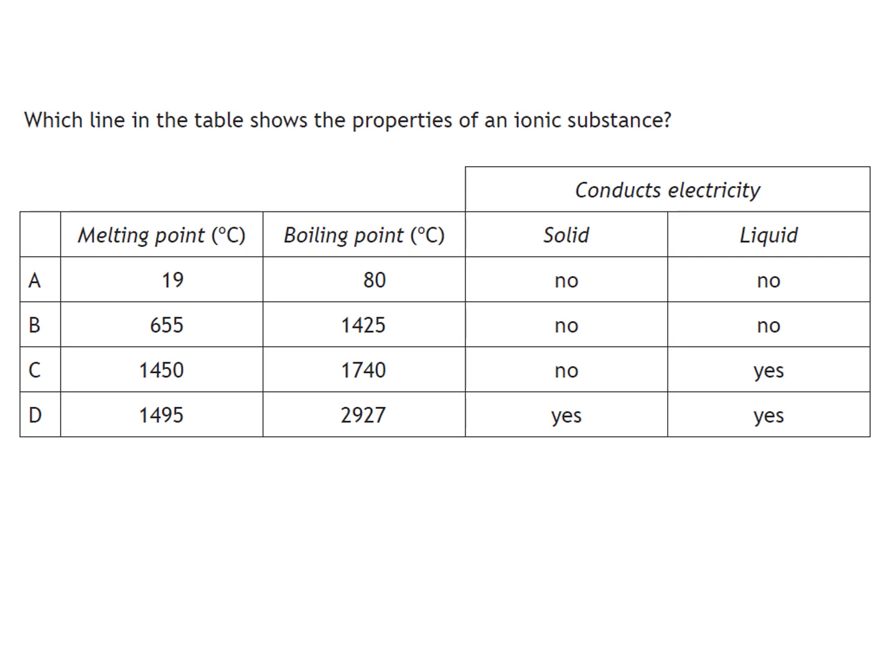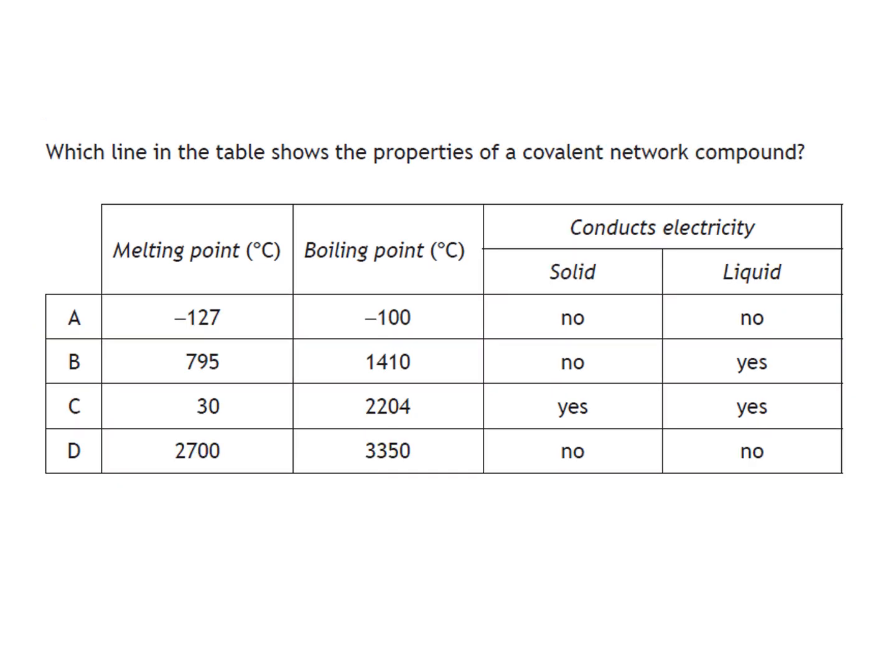For D, D has a high melting and boiling point. It conducts electricity as a solid and as a liquid. So the fact that it conducts electricity as a solid must indicate that it is either graphite or that it is a metal. In this case, it is a metal. That leaves us therefore with C as the correct answer, because it has a high melting and boiling point, doesn't conduct when it's a solid, and does conduct when it's a liquid. Next question.